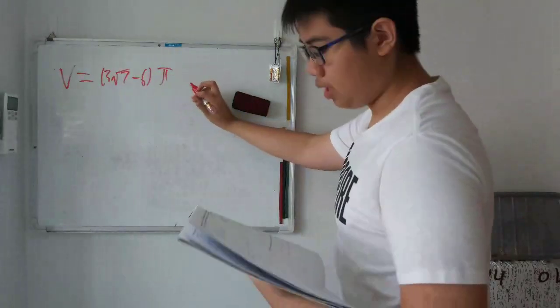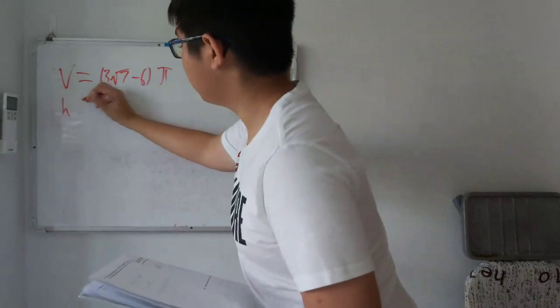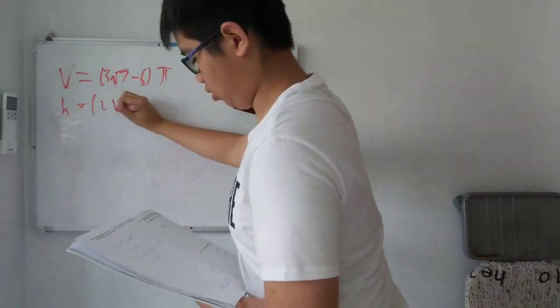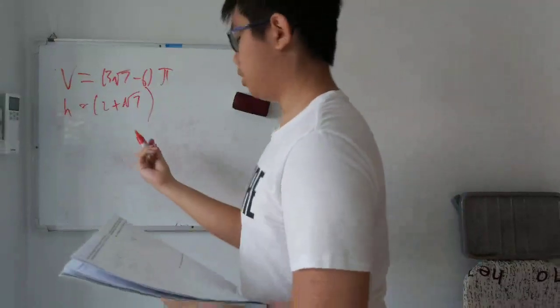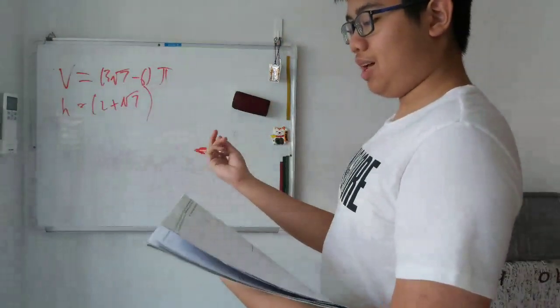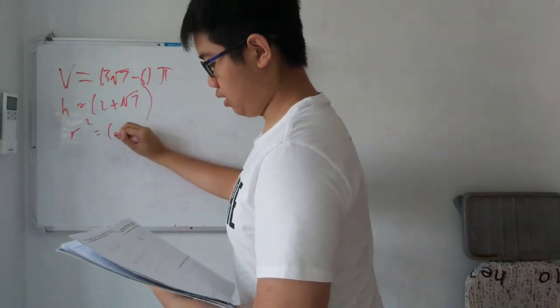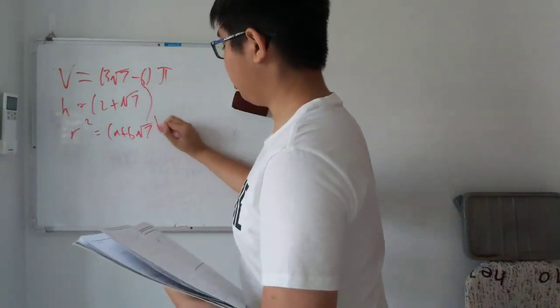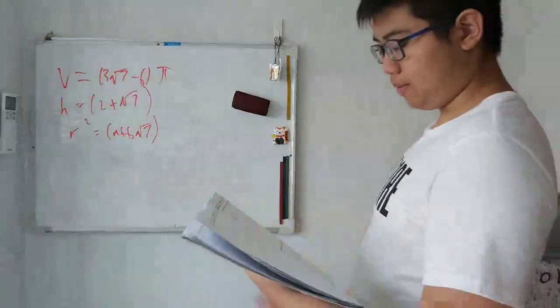A cylinder has a volume of 3 square root 7 minus 6 cm cubed, a height of 2 plus square root 7 cm, and a radius of r cm. Without using a calculator, obtain an expression for r squared in the form a plus b square root 7, where a and b are integers. Okay, so we need to find this, right?